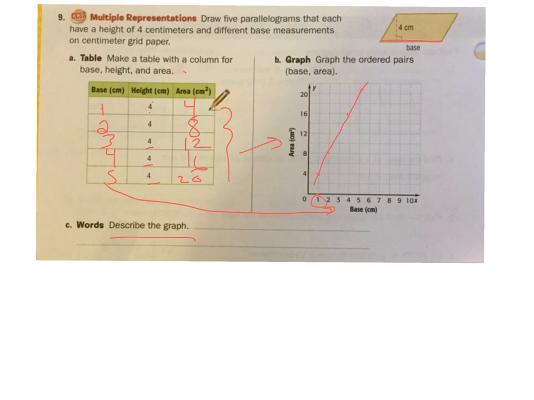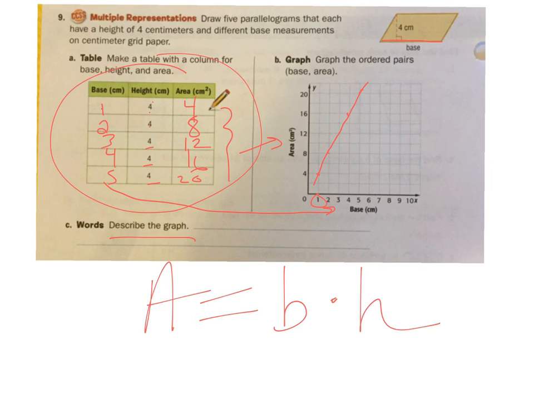All right. Key here is to be able to know the formula. Area equals base times height. Okay. If you have any questions, let me know. Let's work this out. And then you can go on to the hot problems.